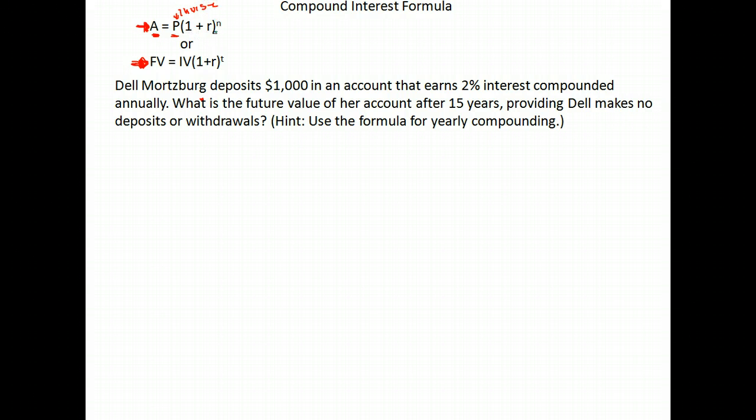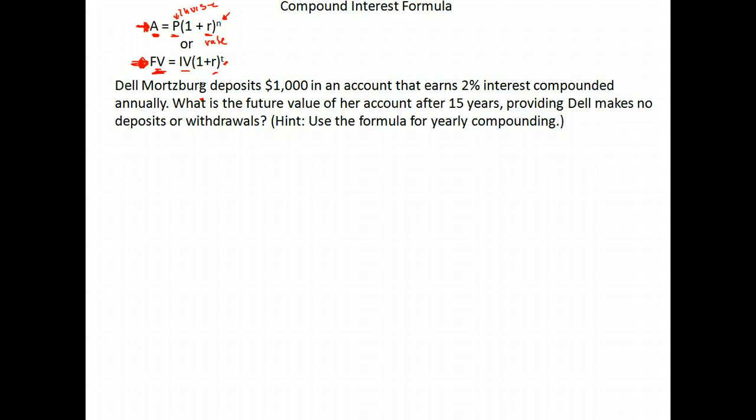P is the principal, that's the amount you invested. Okay, 1 plus R, this is your interest rate or your APR, and N is for the number of years. So again, they have the same formula down here, but it just stands for things that make more sense to us. Maybe FV is the final value, IV is the initial value, R is the rate, and T is the amount of time.